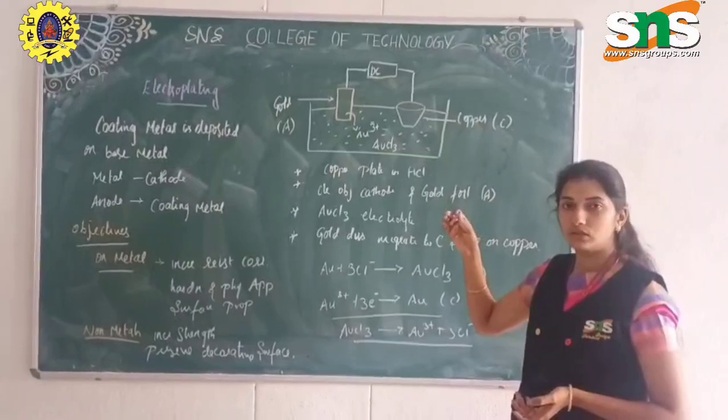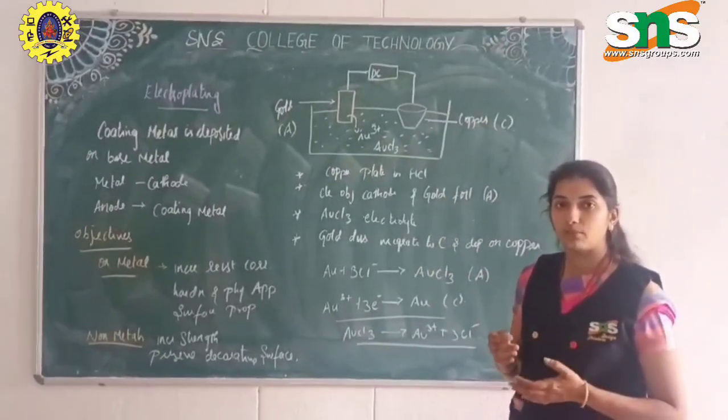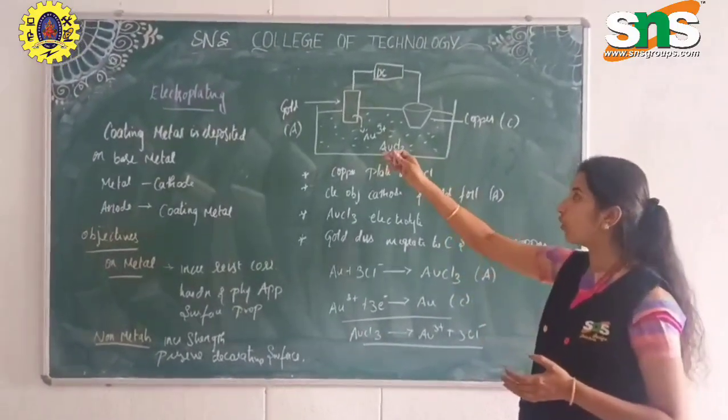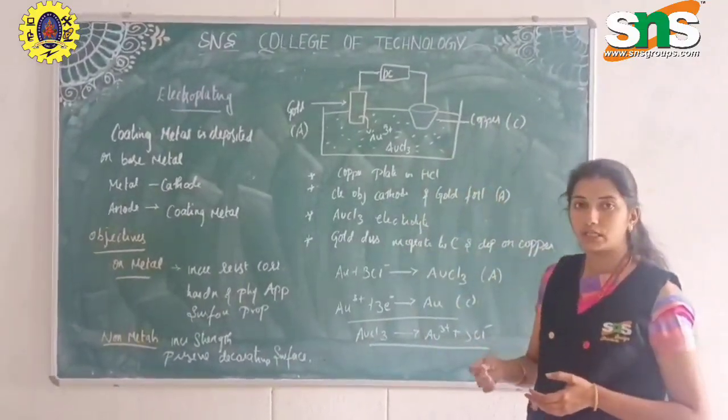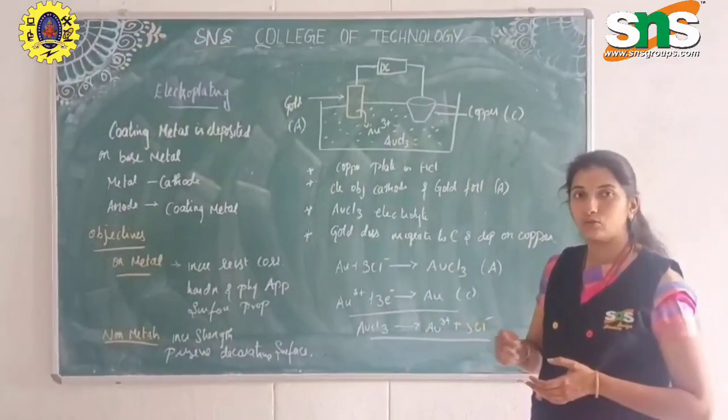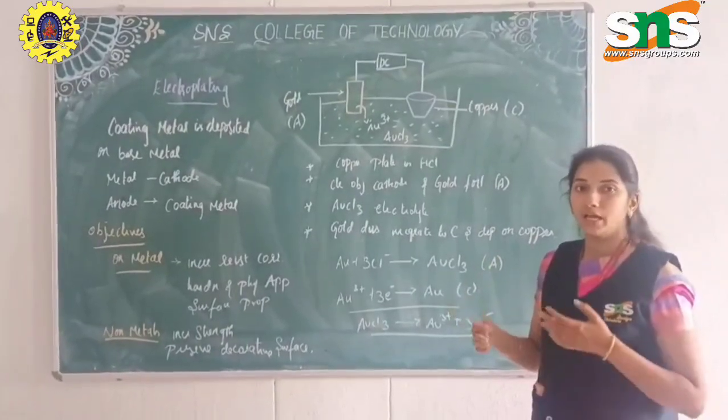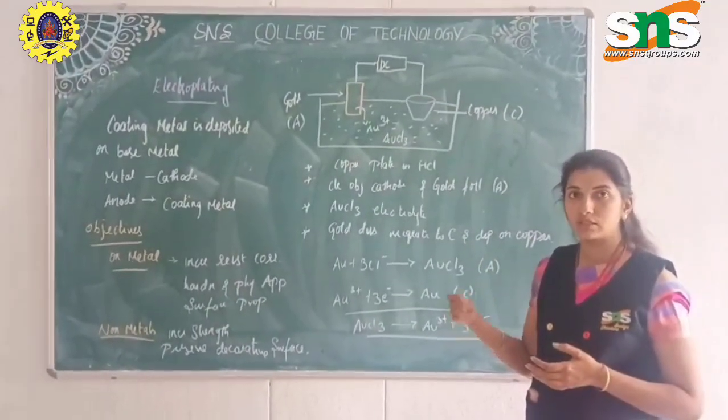So this is how electroplating can deposit gold onto a copper object. Using this electroplating process, metals or non-metals can be coated in the same way.